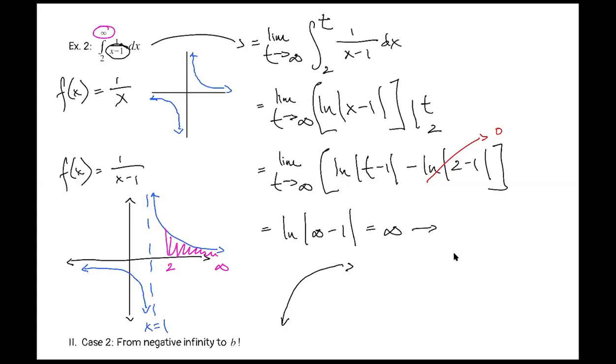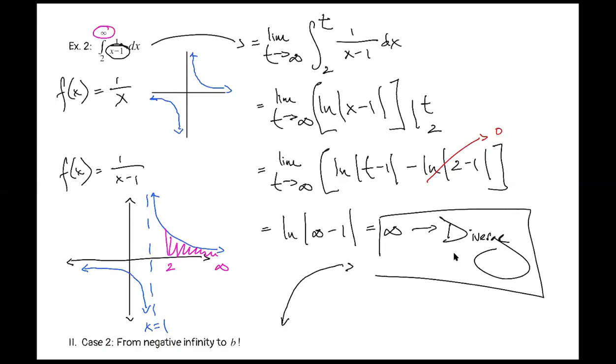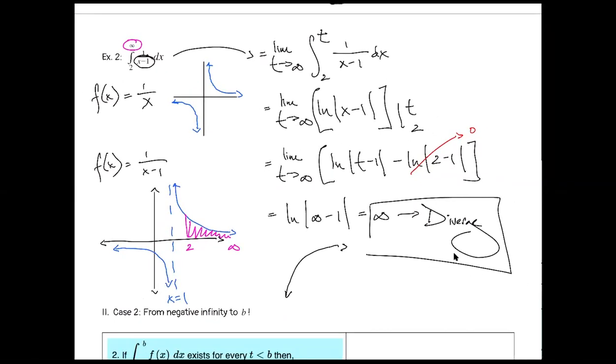And so this function does not drop quickly enough. In fact, that gives us an answer of infinity, which means that it diverges. It does not have an area. It does not have a numerical value for that area.